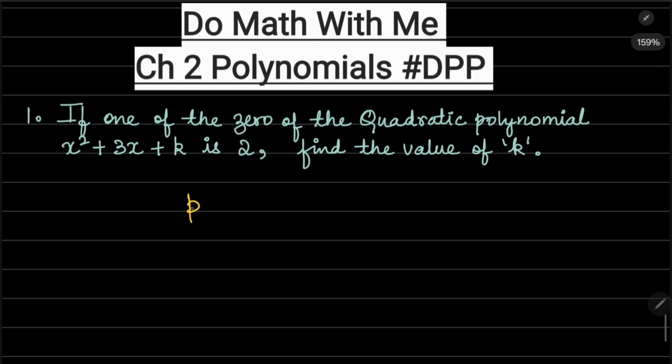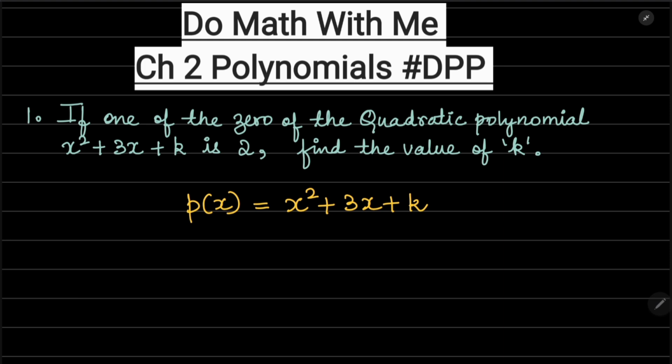So here you are given a quadratic polynomial. What do you mean by a quadratic polynomial? The polynomial which has got the highest power of the variable as 2. So the degree is 2. And if the degree is 2, the polynomial is called a quadratic polynomial. Right? So p of x is nothing but x square plus 3x plus k. This is the given quadratic polynomial.